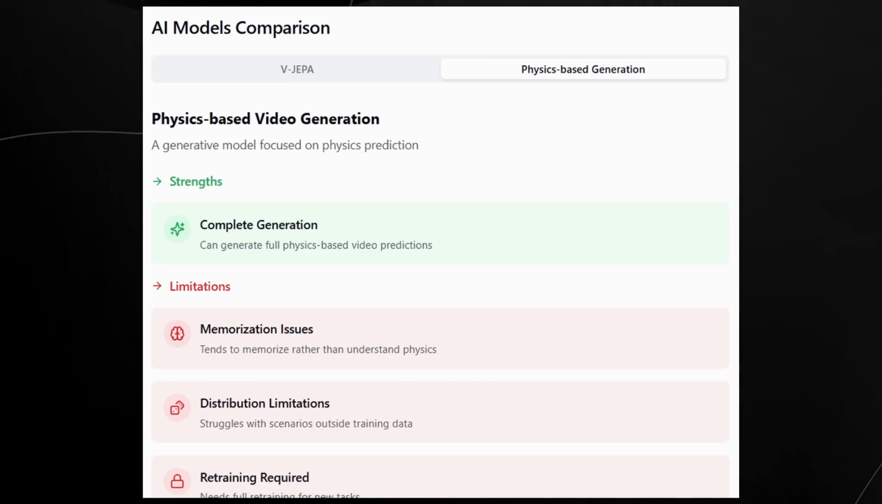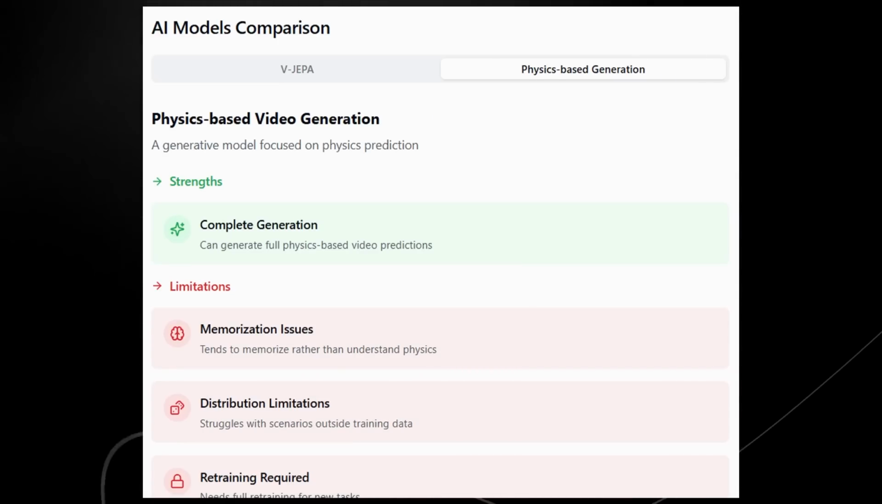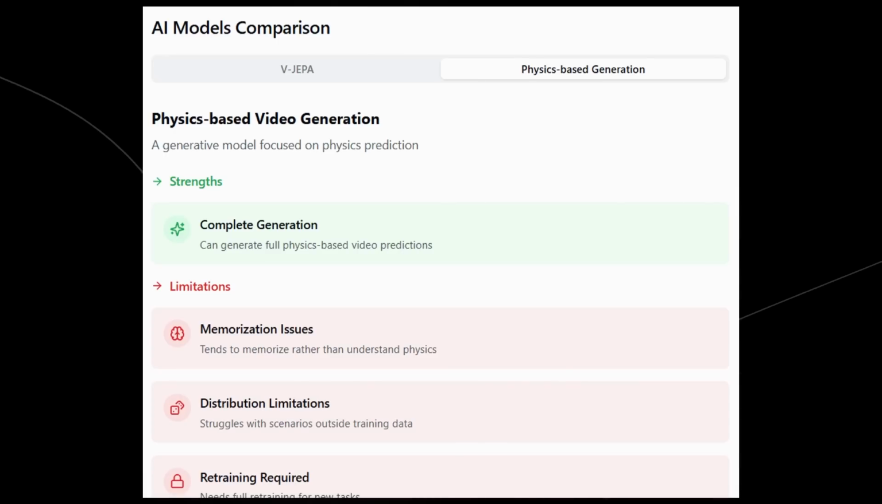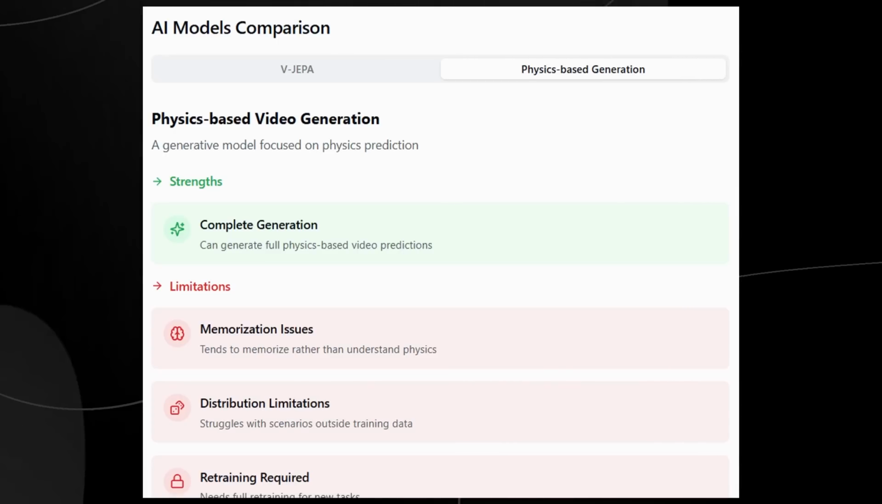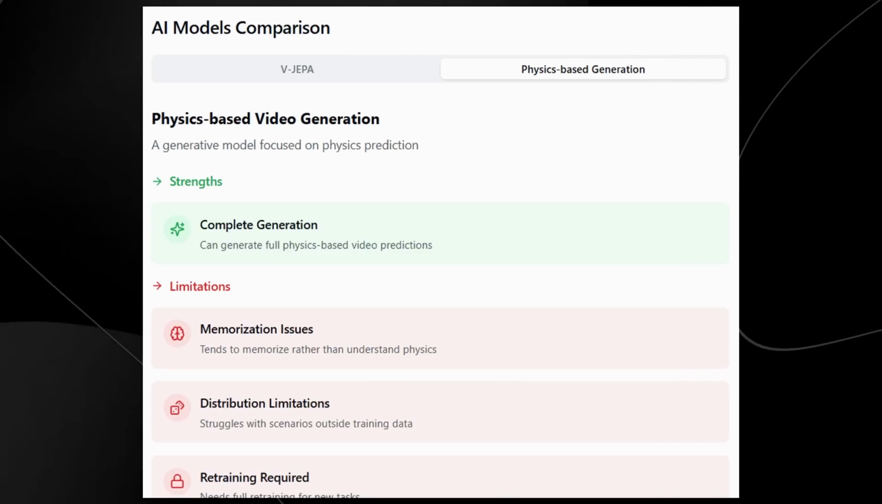When you compare that to the physics-based video generation, which is where it can complete full physics-based video predictions, it does have some limitations, such as it tends to memorize rather than understand physics, and the distribution limitations, struggles with scenarios outside the training data, and of course, it requires some retraining.